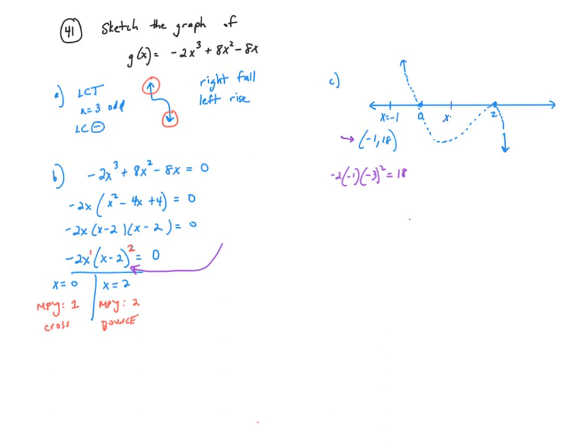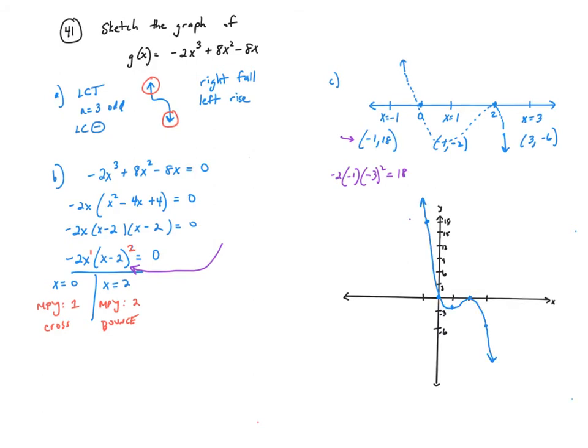Next, plug in x equals 1 to get the point 1, negative 2. Finally, plug in x equals 3 to get the point 3, negative 6. Using all this information, we can sketch the graph. So we get the points negative 1, 18; 0, 0; 1, negative 2; 2, 0; and 3, negative 6. Remember that polynomials have nice smooth curves. There are no sharp points like in absolute value functions. If the directions say to label the points, then you can label them like this.